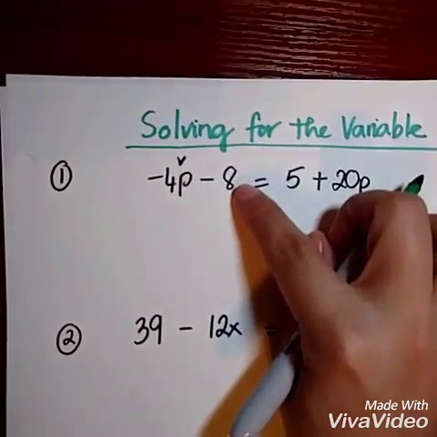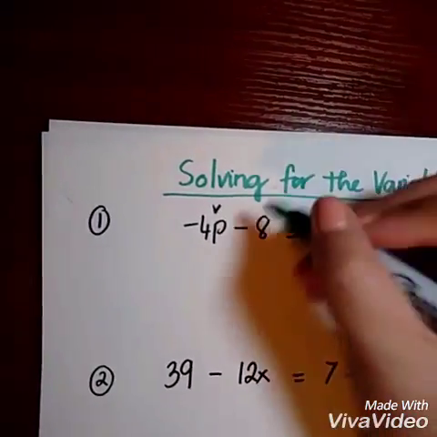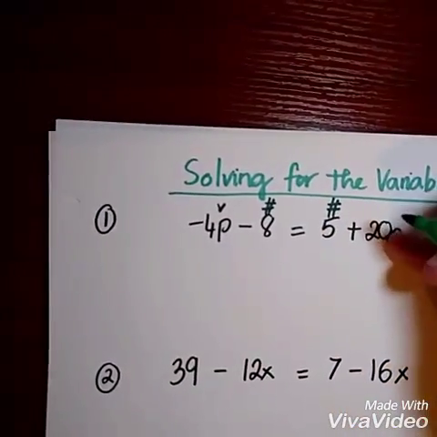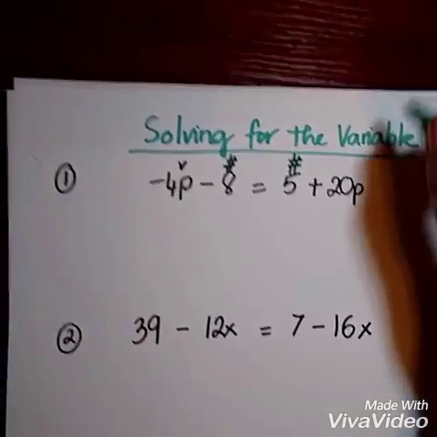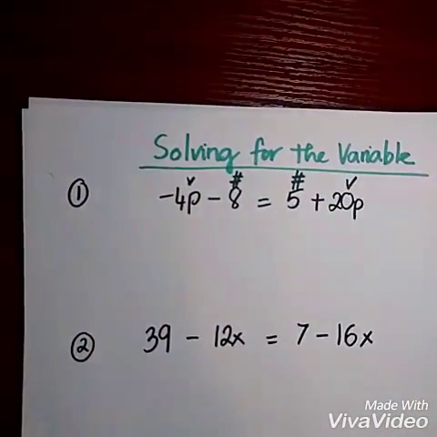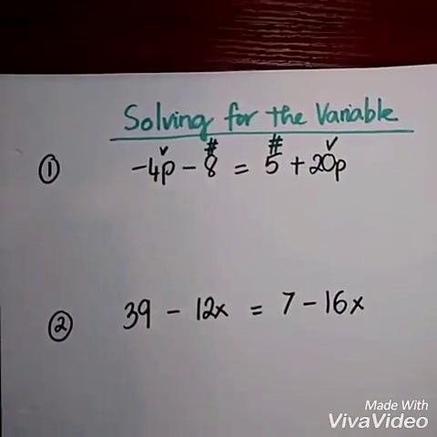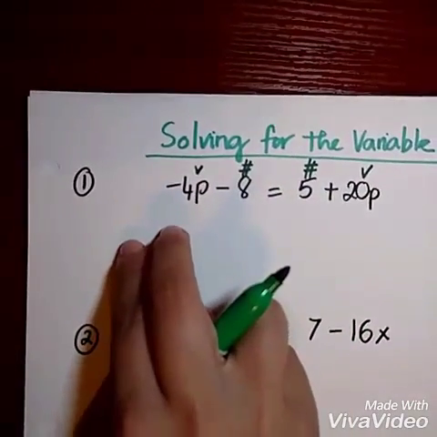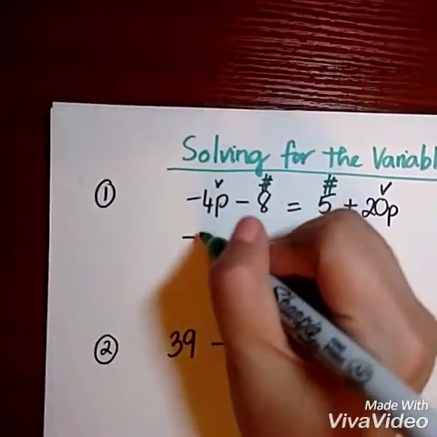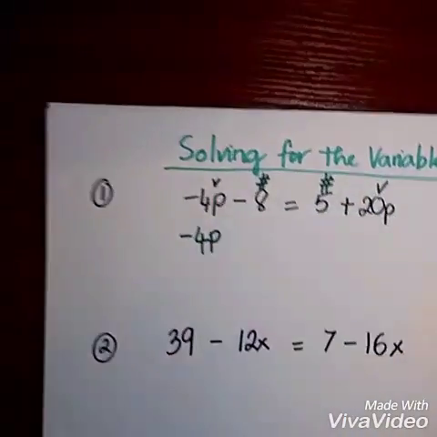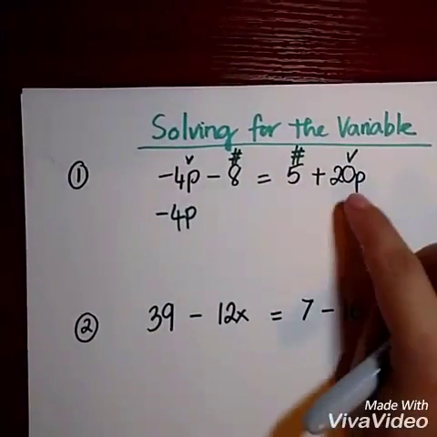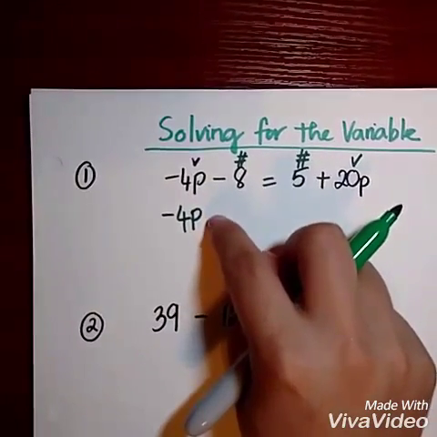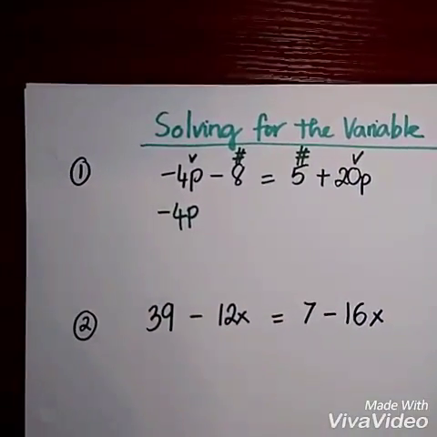This one, negative 8, is a number. So I'm just going to put the number sign right there. This one, 20p, is a variable. So I'm going to put a v on top. So what I want is all of my variable to the left side. So now I have this one already on the left, negative 4p, right? I need 20p on the right side right here to move to the left too, so that I can have all of my variable to the left side.